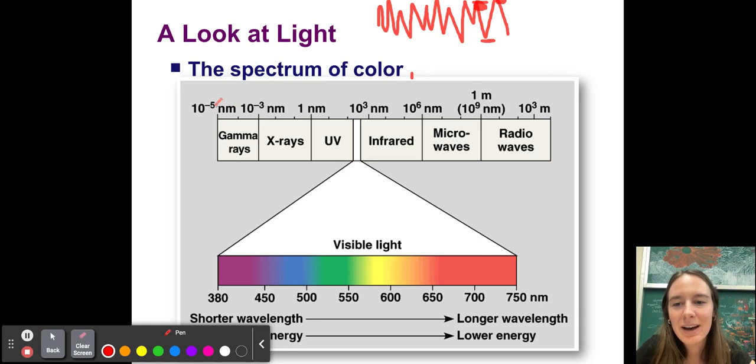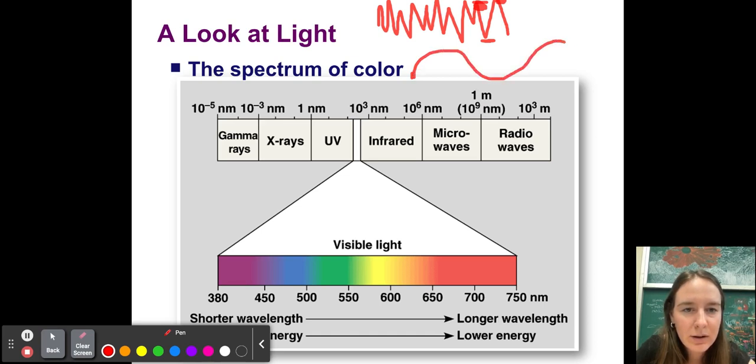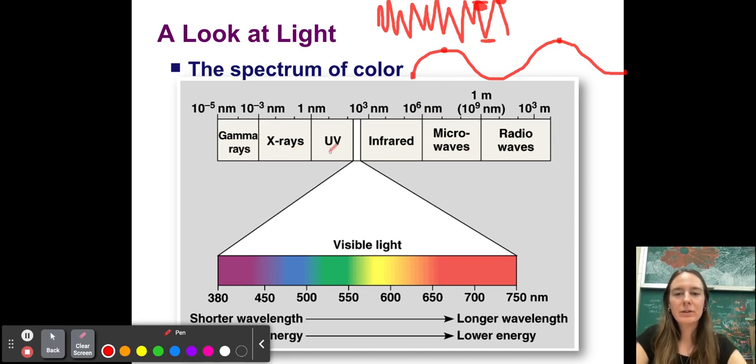If I were to look at really big wavelengths, radio waves over here, they have much bigger wavelengths. A wavelength is the distance from here to here. Notice, comparing to this one, it's much longer, right? So radio waves and microwaves have really long wavelengths. Gamma rays, X-rays, and UV light rays have really, really small wavelengths.